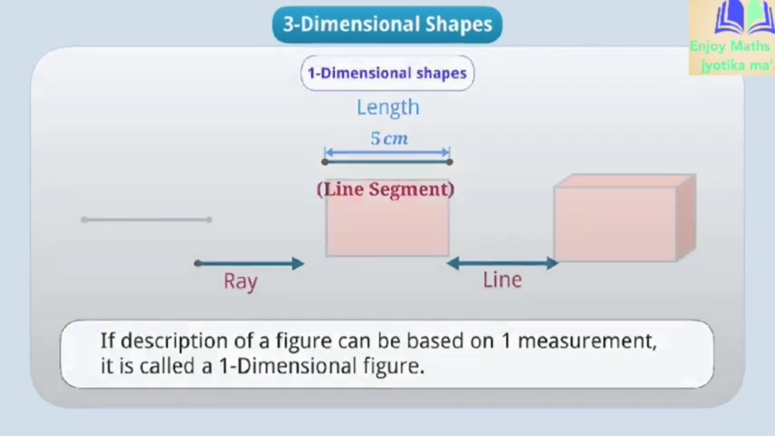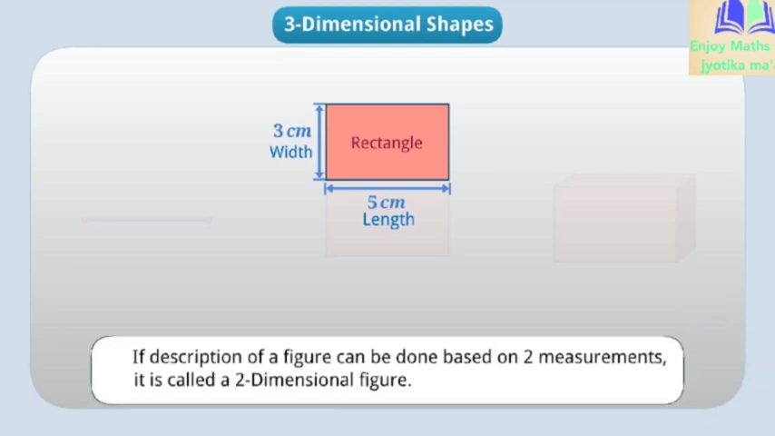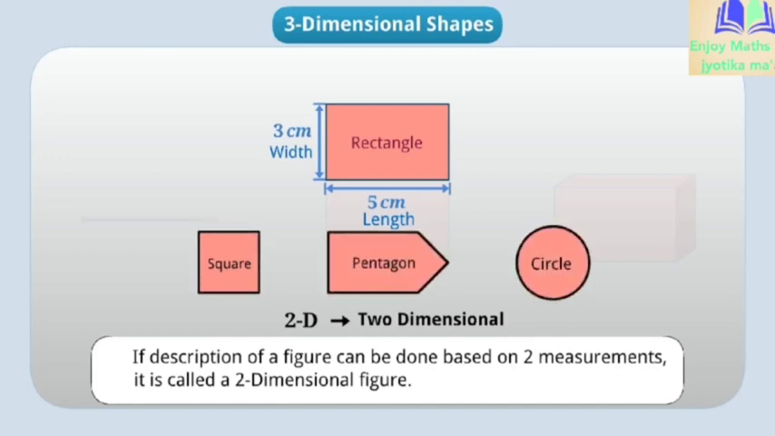Talking about the second shape, it is a rectangle whose length is 5 cm and width is 3 cm. Can this rectangle be described here based on just length or just width? Think. No. Here it is necessary to tell both measurements. A figure where we have to tell two measurements to describe it is called a two-dimensional figure. In short, we write 2D for two-dimensional. Generally, all flat shapes like squares, pentagon, circle, etc. are two-dimensional, that is 2D shapes.